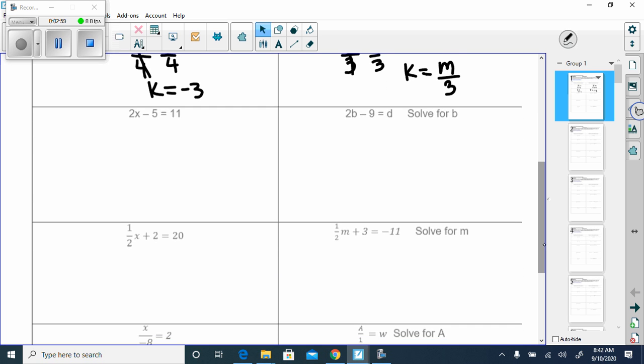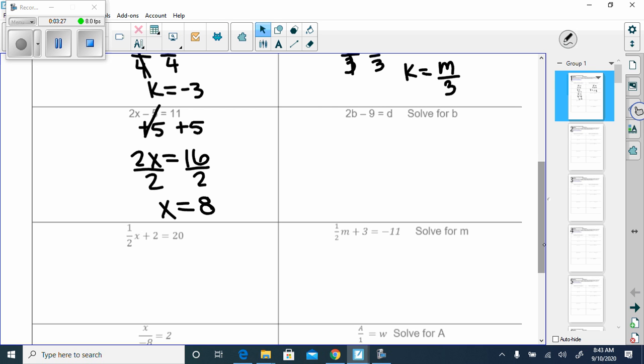So here on this next one, what am I doing first over here on the left? Add 5, good. So then I have 2x equals 16. And then what do I need to do? Good. So I end up with x equals, good.